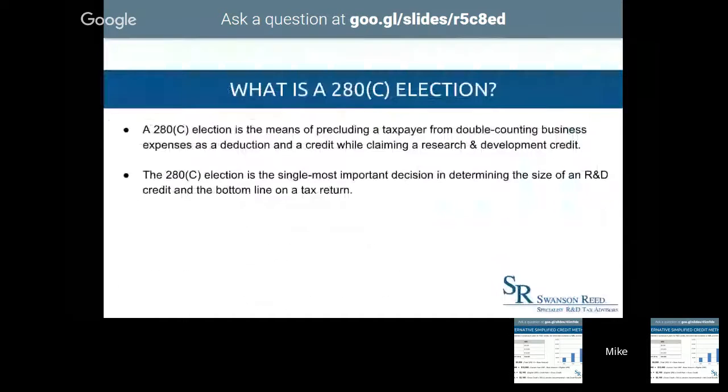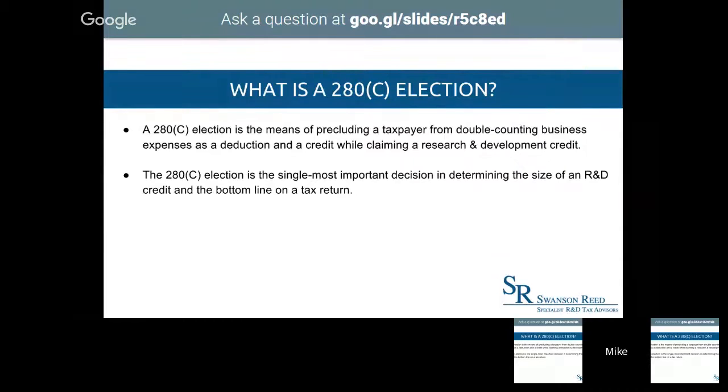Okay, 280C election. Let's get into this. This is the single most important decision to be made in filing for R&D credits. So if you haven't been paying attention so far, this is the part you need to wake up and pay attention to, because this has more impact on your bottom line than any other decisions you'll make. The 280C election is a choice that you get as a taxpayer. And as you'll see in the next few slides, I'll show you some pictures of where it appears on the Form 6765.